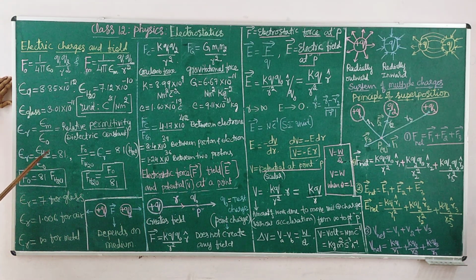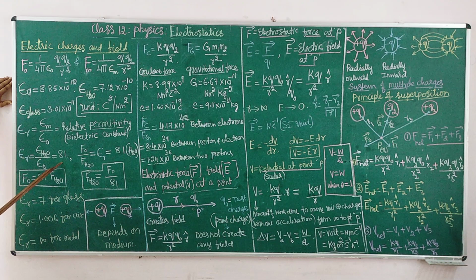Permittivity for this material, this by this, you get this. Permittivity for this glass material, this by this, gives this. Likewise, epsilon r, relative permittivity for different substances, when you do so, we get this value for water. That is called the relative permittivity or dielectric constant of water.